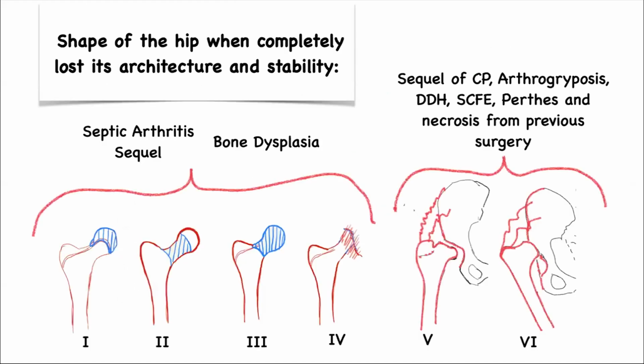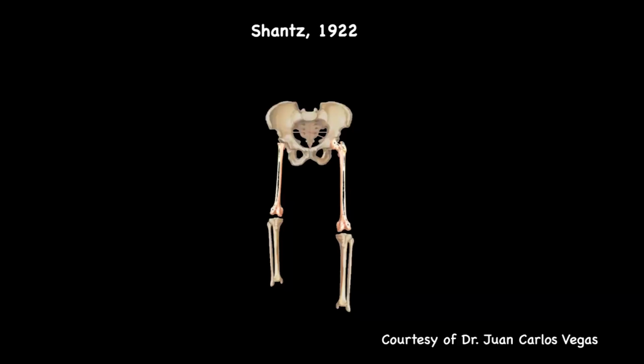And this is the shape of the heads after septic arthritis, the first four types that I have seen in my practice. So I'm going to show you cases with necrosis of the head, necrosis of the neck and the head, fusion, and in some cases, necrosis after a very severe Perthes, or with previous surgery that failed in DDH, SCFE, arthrogryposis. So the problem now is that the surgery has changed a lot.